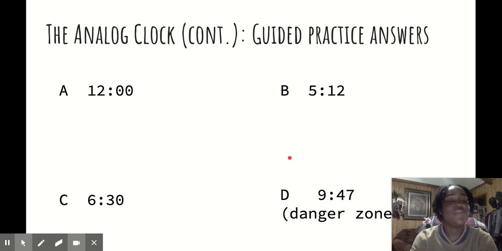These are the answers for the guided practice. We're going to discuss these in class, and I want to see if y'all got all of these right.